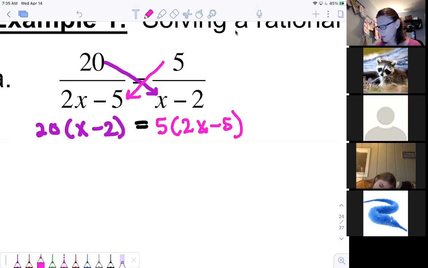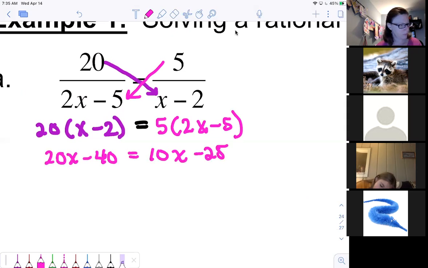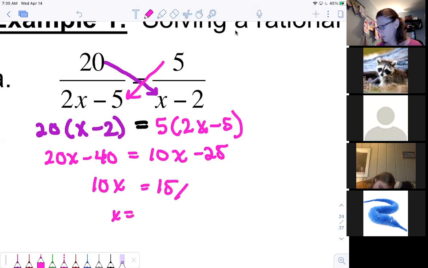And then you solve for x. So get your x's on one side, take the 40 to the other, divide by 10, and then don't forget to simplify. So I have 15 tenths, divide those by 5, and I end up with 3 halves.